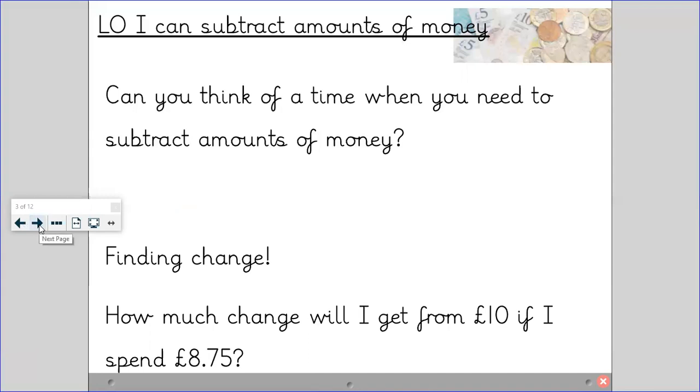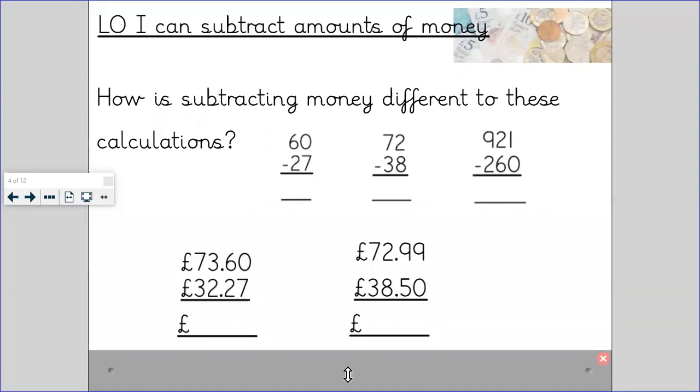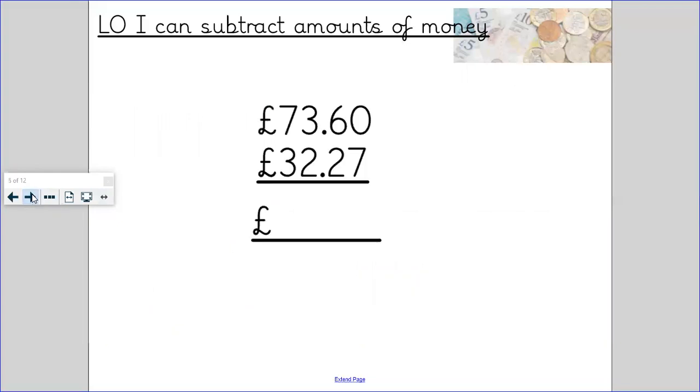Sometimes you can do them in your head. Most of the time, the person behind the till does it for you, but it's good to be able to have an idea for yourself how much change you should get. So, how is subtracting money different to these calculations that we did at the start? Well, of course, when you're subtracting with money, we're talking about decimal numbers. Often there's more digits involved, and remember, some of them are tenths and hundredths. So very quickly, we're just going to whiz through how you would do each of these two calculations, and then you're going to practise your skills on the worksheet.